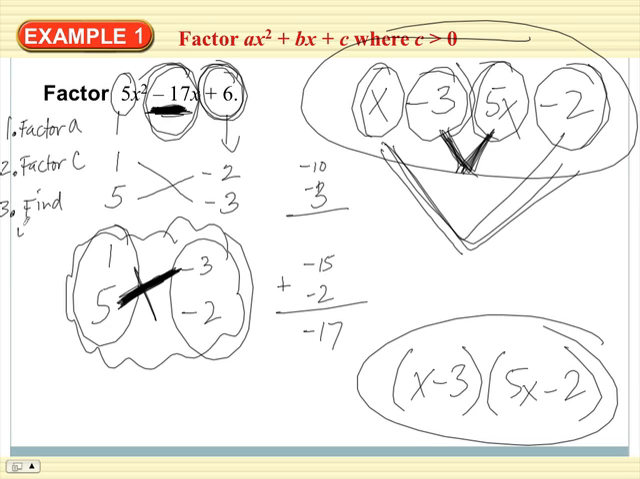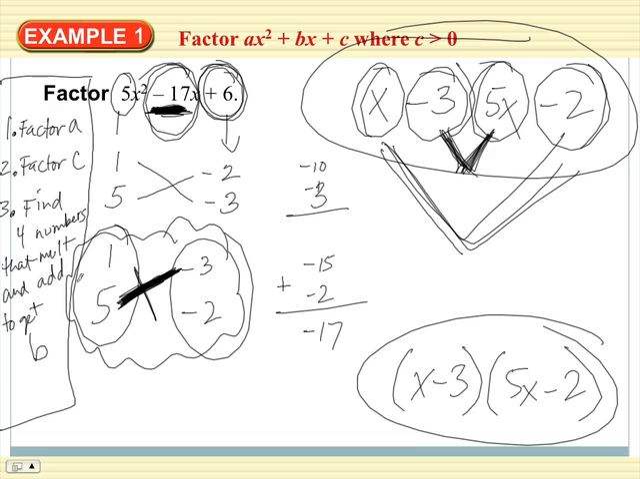Find the 4 numbers that multiply and add to get B. I guess those are my steps right here. Alright. Factor A, factor C. Find those 4 numbers that multiply and add to get B. Alright, that's that method. I'm going to show the other method on the next one. But you try this method. Okay?